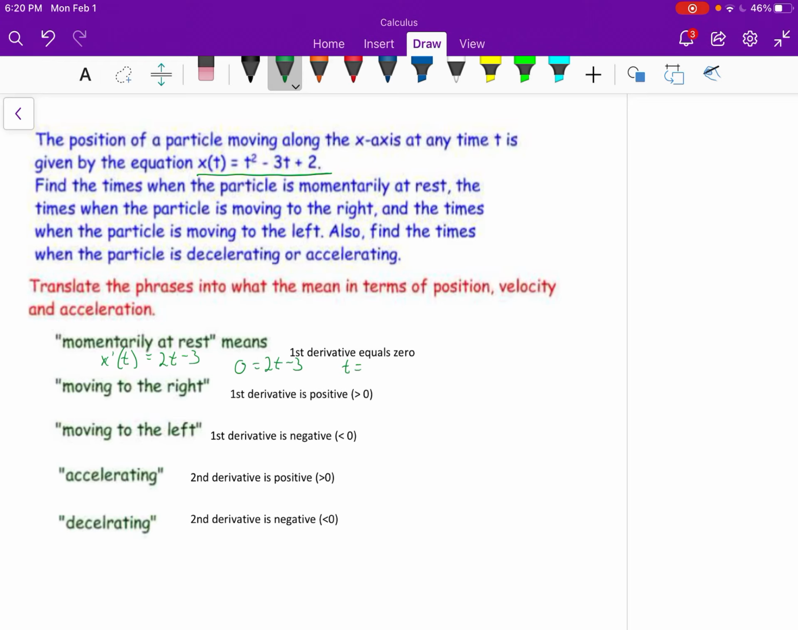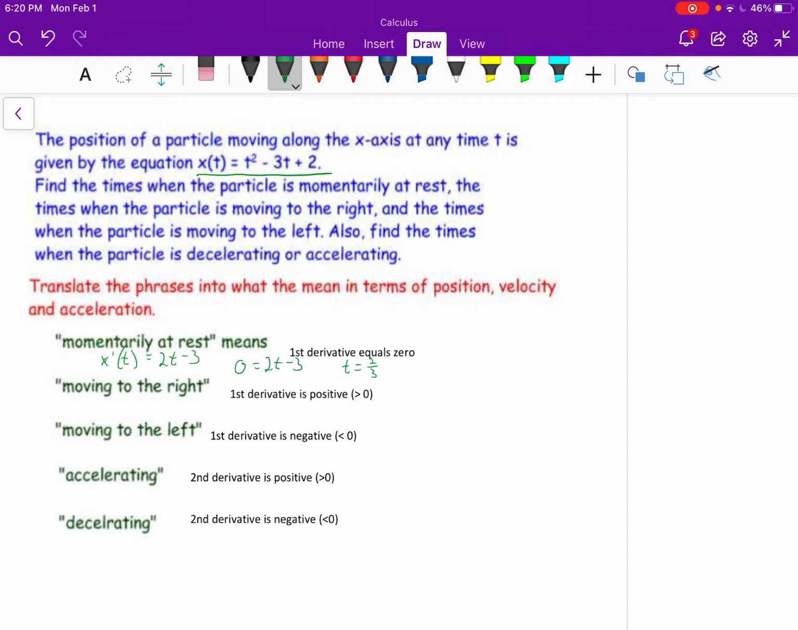Add 3, divide by 2, and we get t equals 2/3. That is when this is momentarily at rest, which we'll talk about again in a few minutes. So moving to the right.